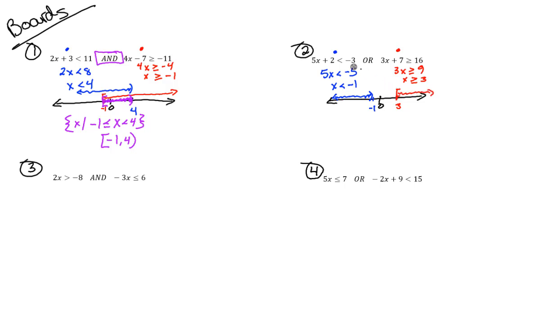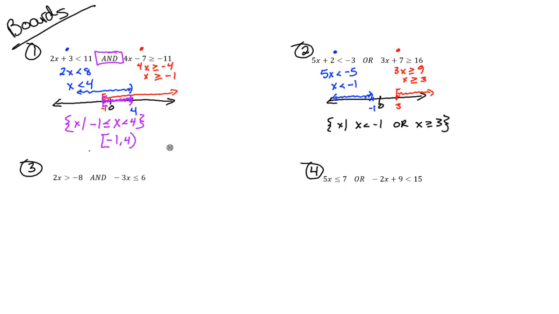Now you'll notice that blue and red on number 1 made purple when you did and. Here we want all things that are either red or blue, and that includes all of these guys. So how do you write that? Well, there's only one way to write it, a set of all x such that x is either less than -1 or x is greater than or equal to 3. There's not a shorter way of writing that guy.